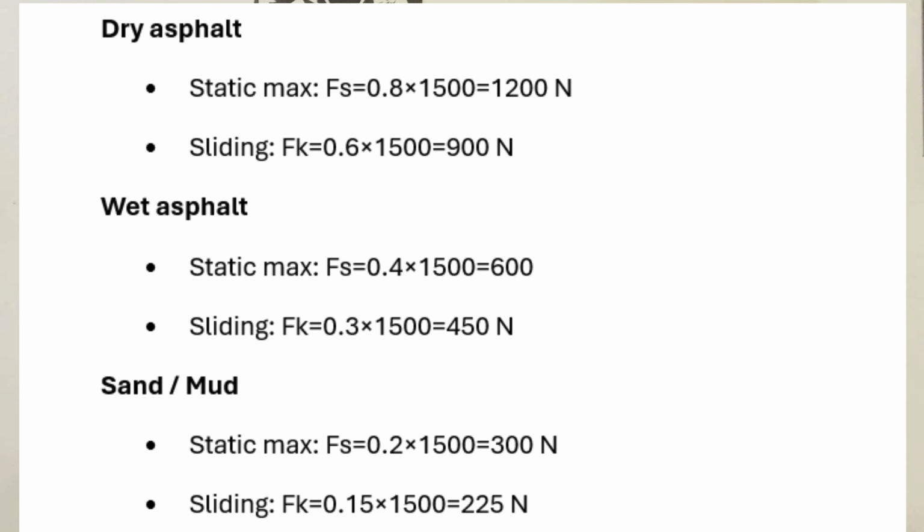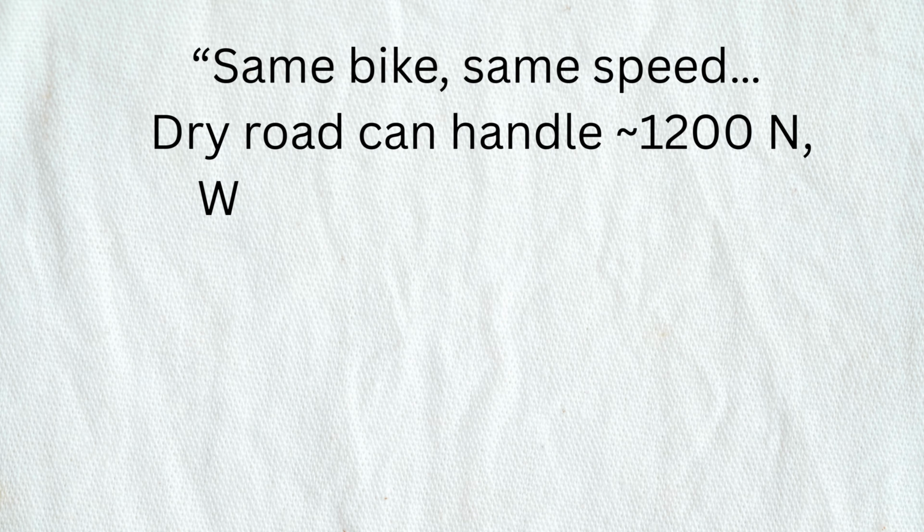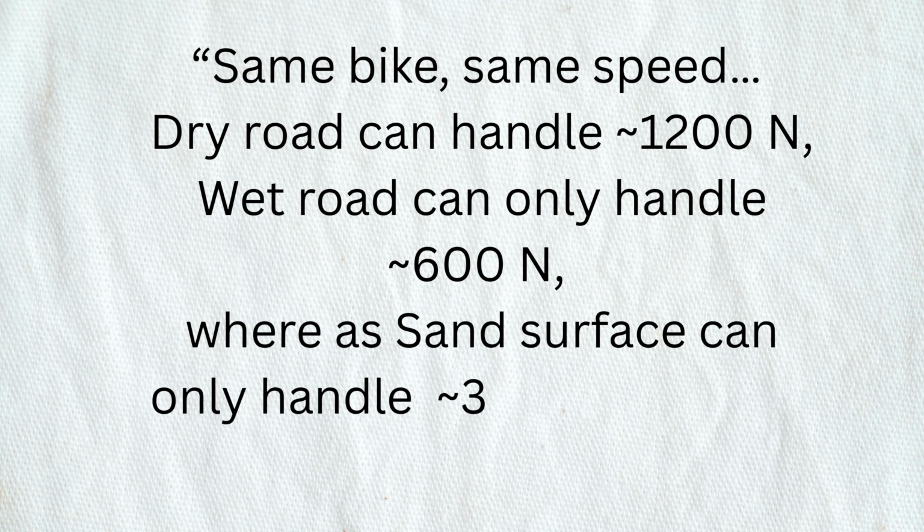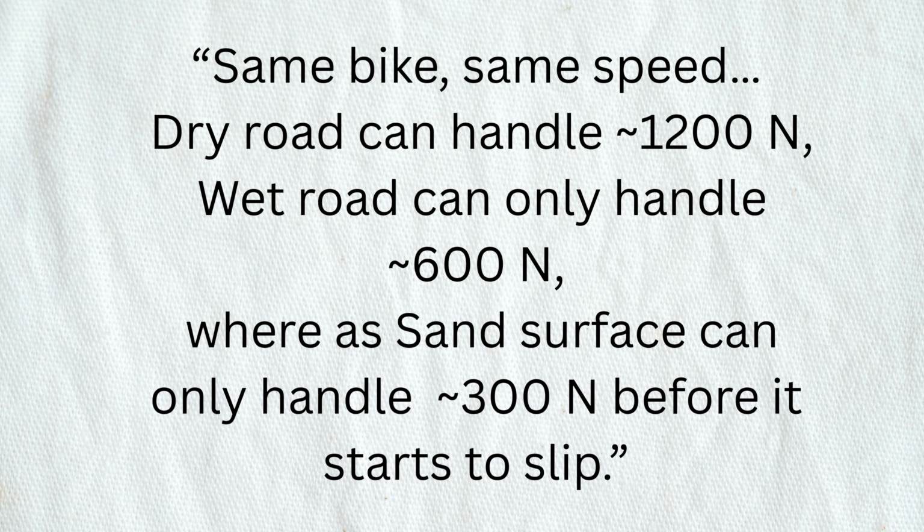So static friction, if you have 300 Newtons on the sand or mud surface, the sliding friction you will have is only 225 Newtons. Same formula, right? So the amount of transition, from 300 Newtons to 225 Newtons, the difference is very less. So same bike, same speed, dry road can handle up to 1200 Newton, whereas wet asphalt or a wet surface will handle only 600 Newton or 900 Newton, right? If you go to sand or mud, you will be handling only 300 Newton, that is only available for your grip.